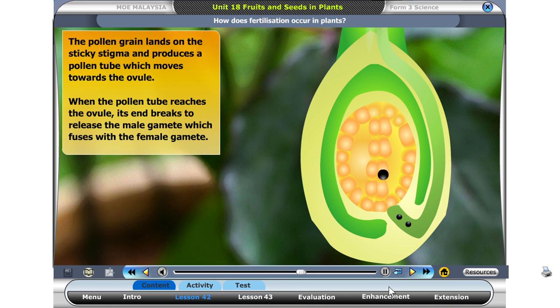When the pollen tube reaches the ovule, the end of the pollen tube breaks and the male gamete is released into the ovule, which contains the female gamete. The male gamete then fuses with the female gamete to form a zygote. Thus, fertilization is said to have occurred.